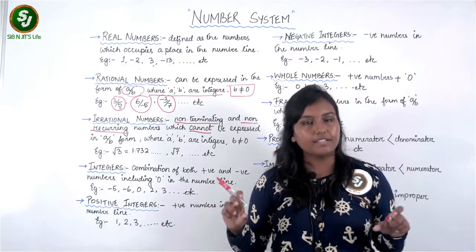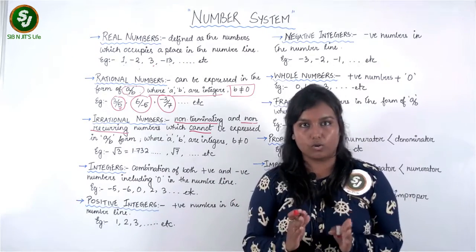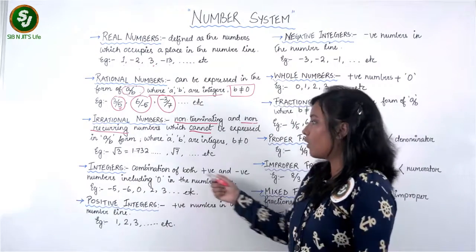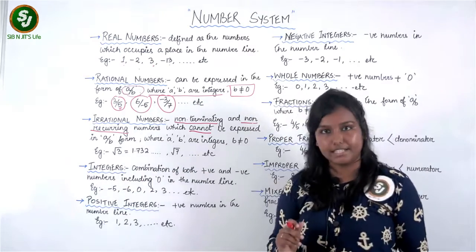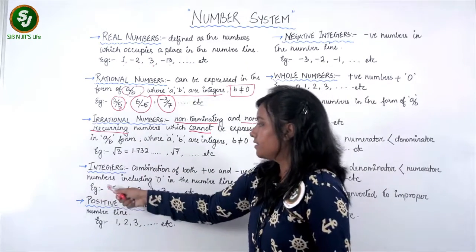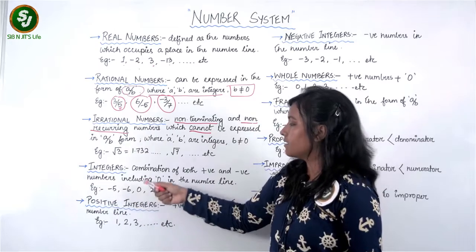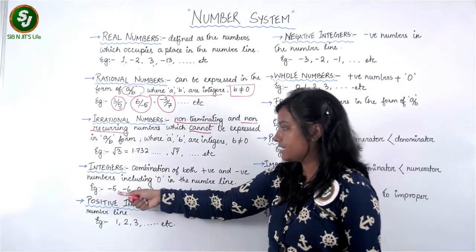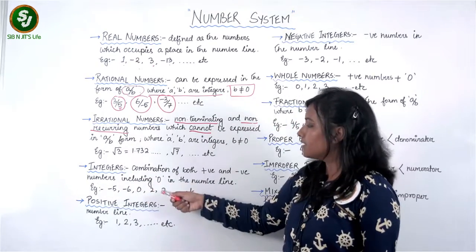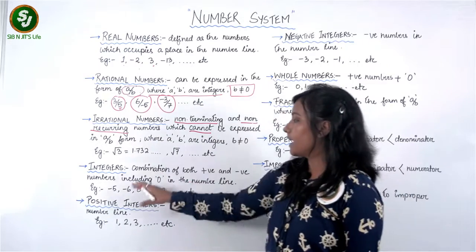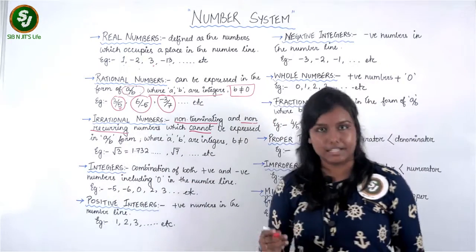So whatever number is there in the number line, including 0, positive as well as negative, all fall in the category of integers. So examples here are -5, -6, 0, 2, 3. So negative numbers, 0, plus the positive numbers all combine together and form integers.